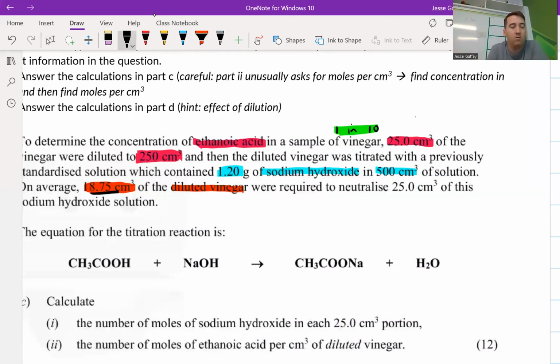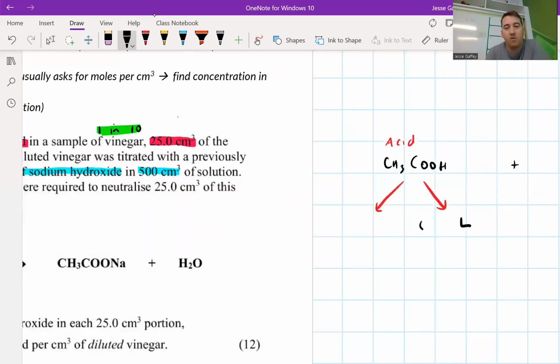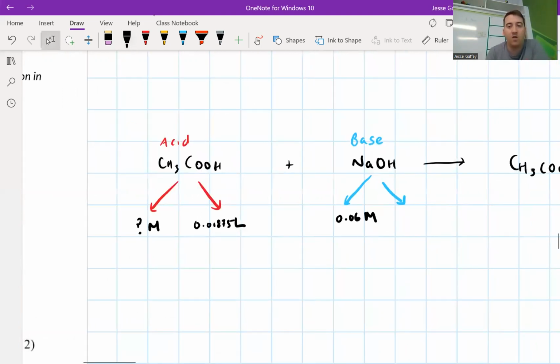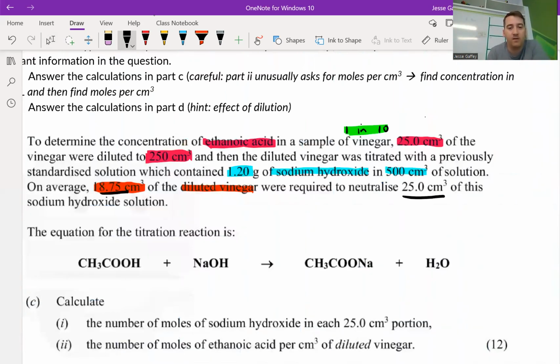Pause the video and do that now. Okay, what you should have got here is 0.01875 liters. This here is what we're trying to find. We don't know our concentration or molarity, so that's going to be an unknown. And then we need to know, how many liters of the base did we use each time? Well, it tells us here we used 25 cm cubed of sodium hydroxide.